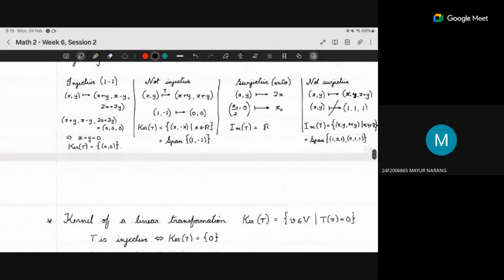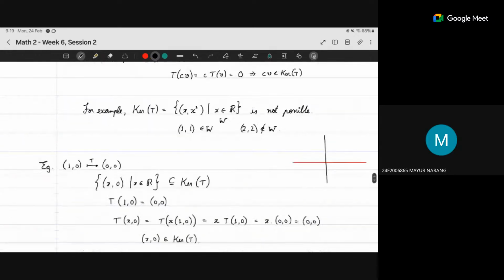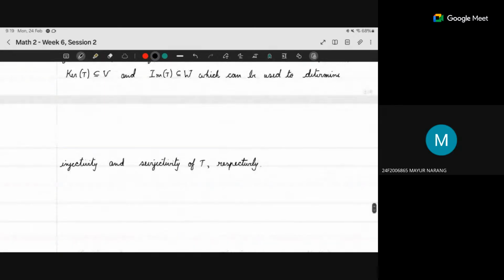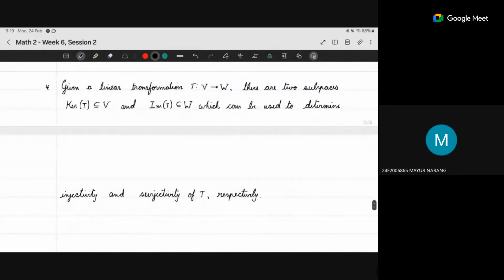For any element of the codomain to qualify to be in the image, what we require is that there is at least one preimage. Is that okay? Shall I go ahead? Yes, sir.